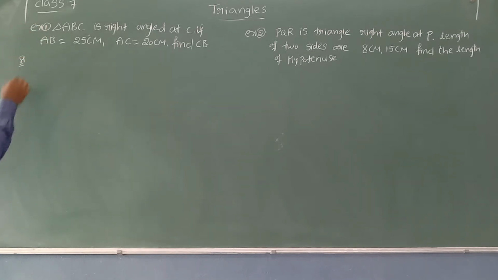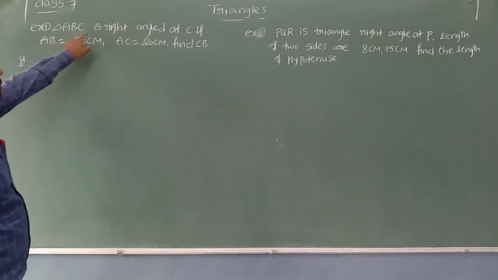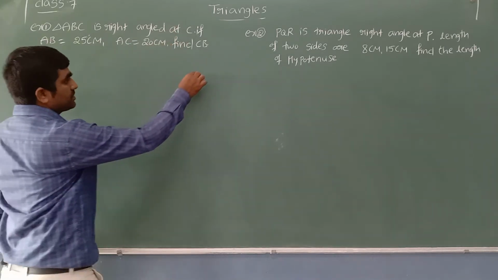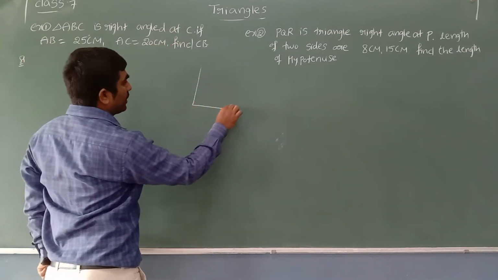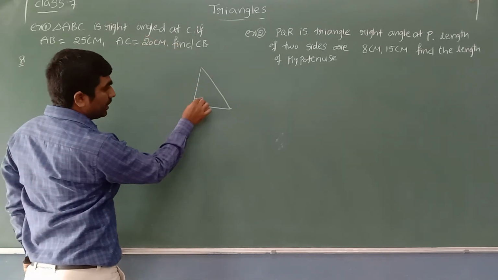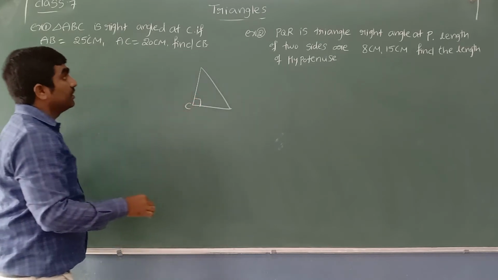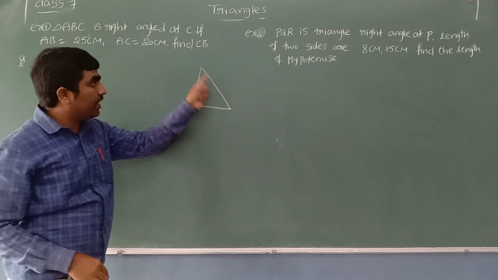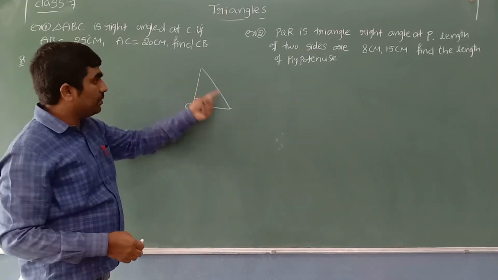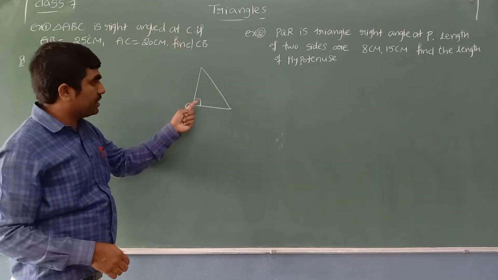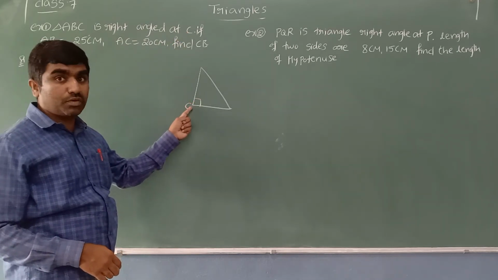We will see one example here. Triangle ABC is right angled at C. Let me draw a right angle triangle, right angle at C. At the right angle we take the vertex C. Then what about the other two vertices A and B? Where can we write A and B? That is your wish, A, B or B, A. But at the right angle we should take only C.